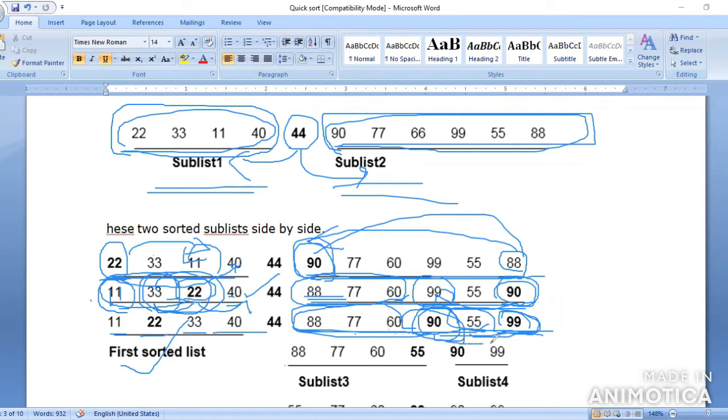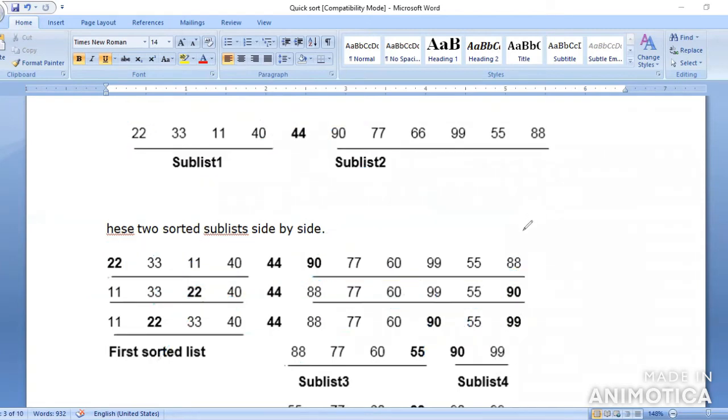Now I check the right side values, comparing with 90. 99 is greater, and 55 only is a lesser value. Now I swap 55 and 90. So 88, 77, 60, 55, 90, 99. Now you can check the key value. Out of the 90 pivot element, the right side values 90, 99 are sorted. But the less than values, 88, 77.